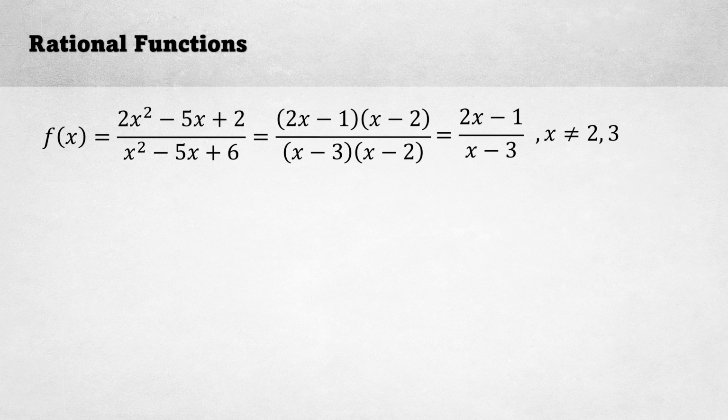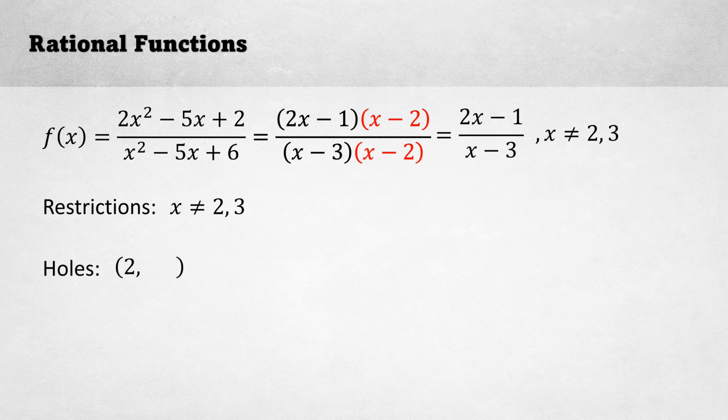Here's the same function f of x we worked with earlier. We list restrictions as x cannot be 2 or 3. A restriction of a rational function is either a hole or a vertical asymptote. A rational function has a hole at a point where numerator and denominator are both 0. We can easily find this by factoring the numerator and denominator and finding the common factor. The restriction of 2 came from the common factor x minus 2 that we cancelled.